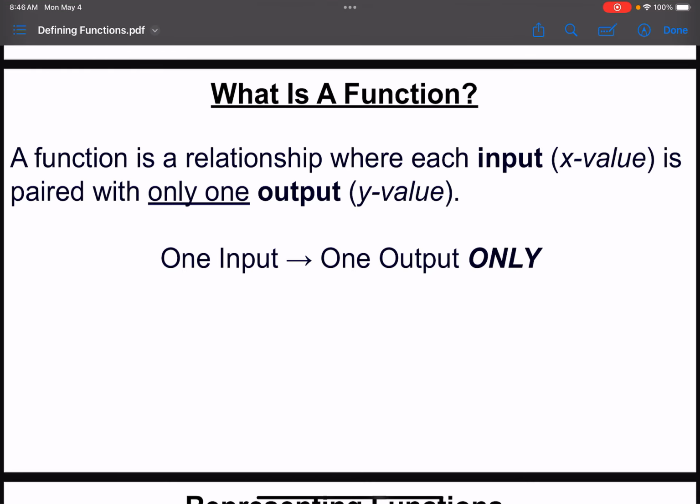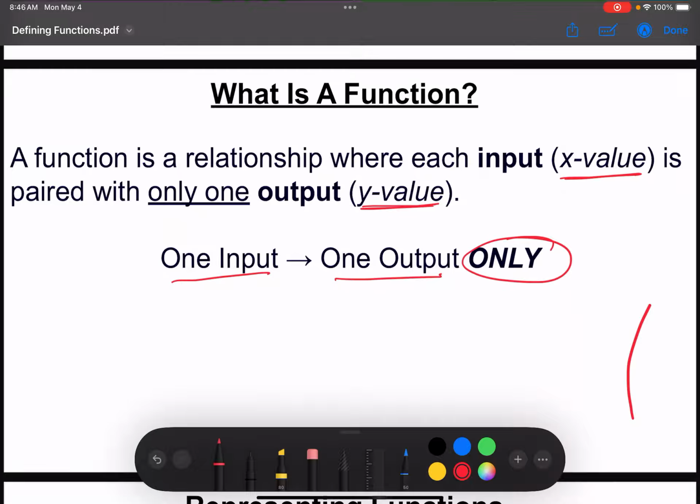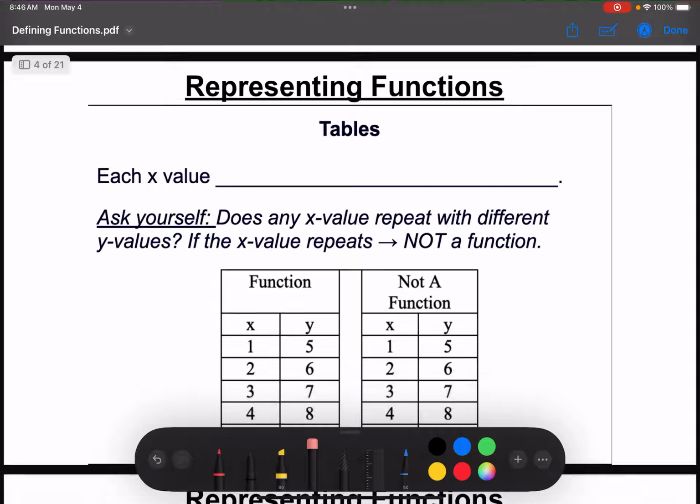So first, what is a function? A function is a relationship where each input, meaning each x value, is paired up with only one output, so only one value. So one input, one output only. Pretty much the x values cannot repeat. And we're going to explore how functions are represented and how you can tell if each representation is a function or not. So first, let's go ahead and go into our tables.